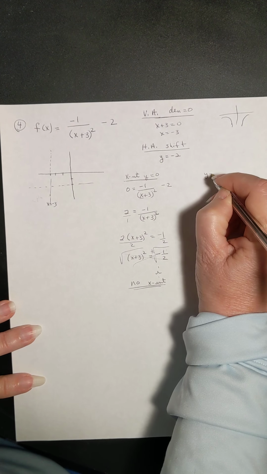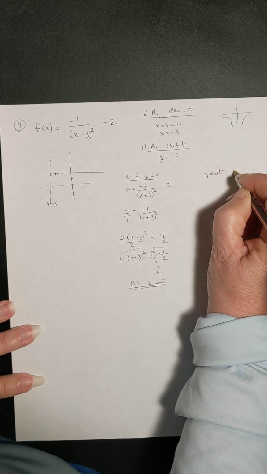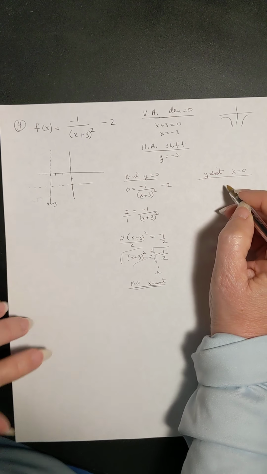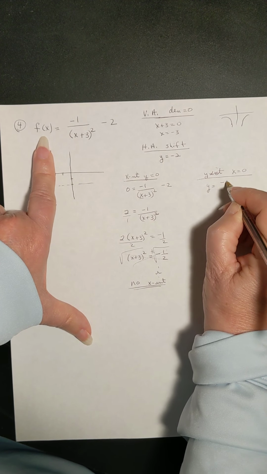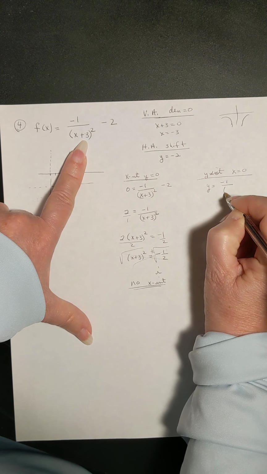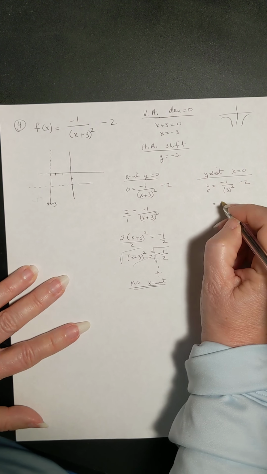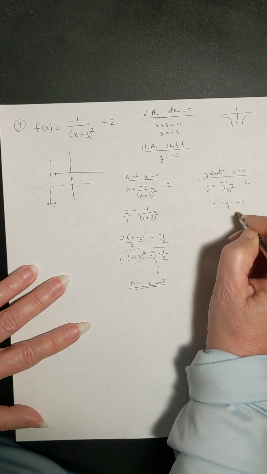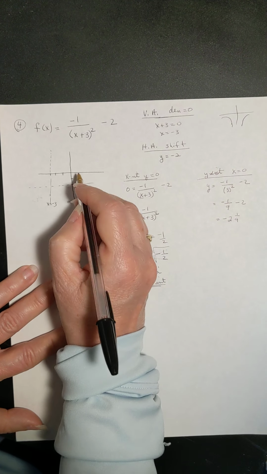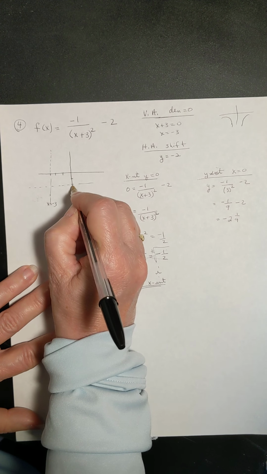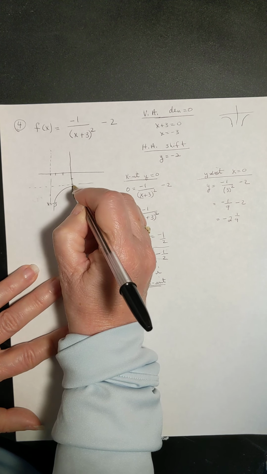And then, to find my y-intercept, I'm going to let x equal 0. And so if I let x equal 0, I get y is equal to negative 1 over (0 plus 3), which is 3 squared, minus 2. So this would be negative 1/9 minus 2, which gives me negative 2 and 1/9. So here's negative 2, here's negative 3. Negative 2 and 1/9 would be here. So that's going to give me this point here.